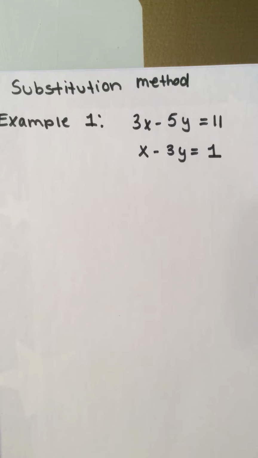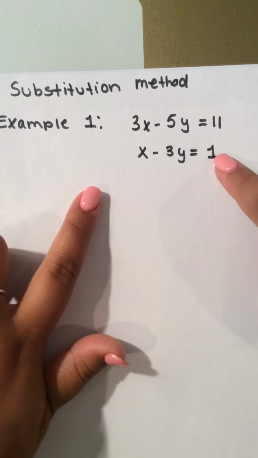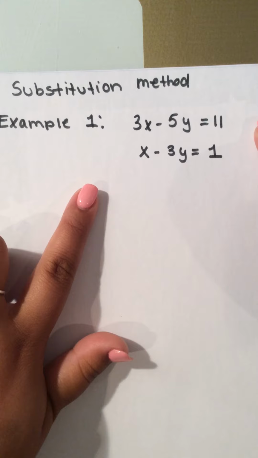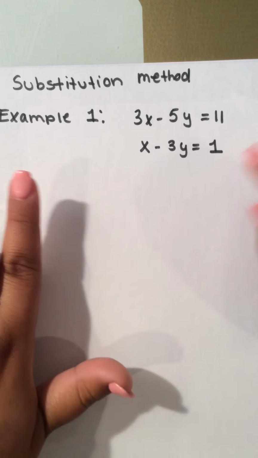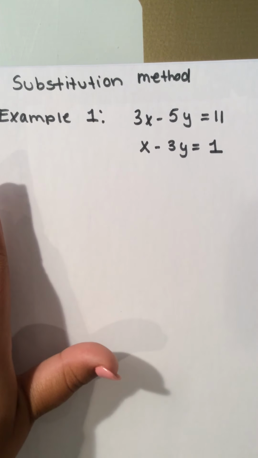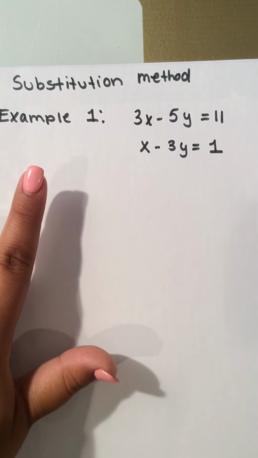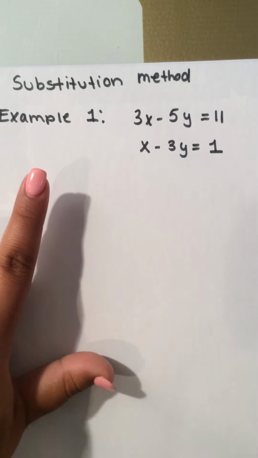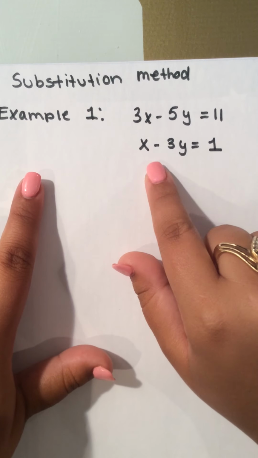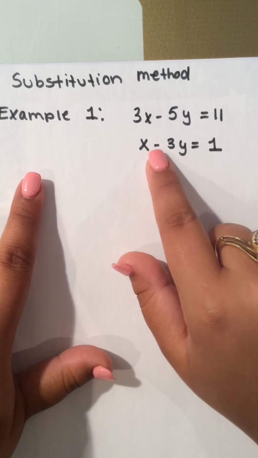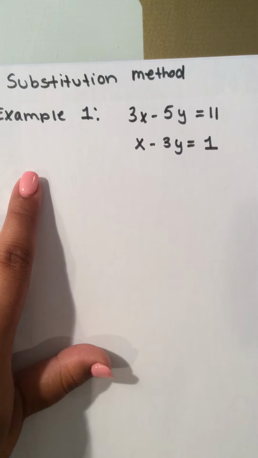For the substitution method, you're basically going to take one of these equations and substitute it into the other one. My first step is to solve one of these for x or y, and honestly the easiest one to solve for a variable is this bottom one, as I can easily solve for x if I just move that 3y, which I would just add.